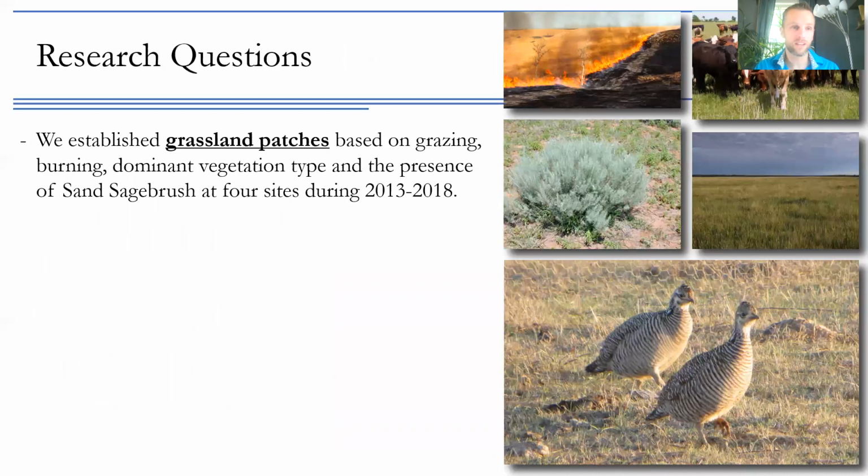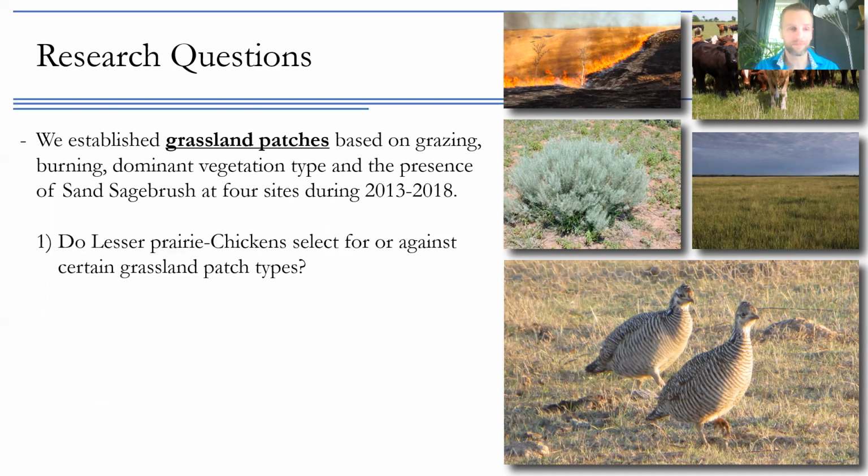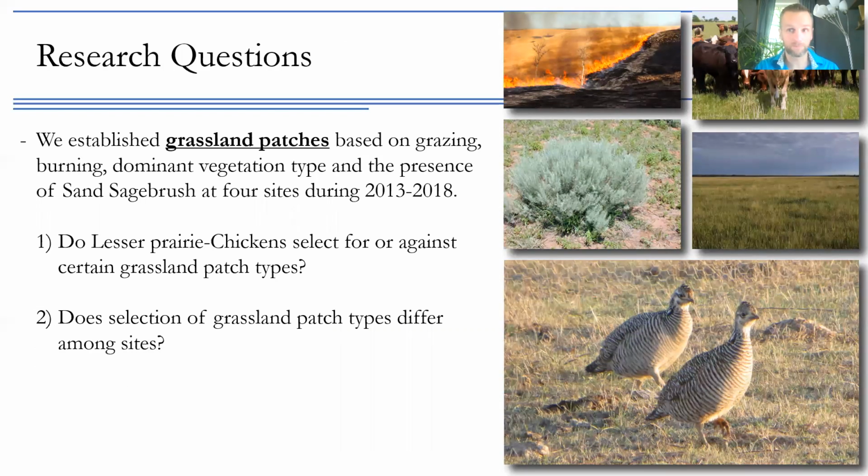So for this project, we established grassland patches, instead of just grassland yes or no, based on grazing, burning, dominant vegetation type, and the presence of sand sagebrush. And this is at 4 sites during 2013 to 2018. And we answered the following questions. Do lesser prairie chickens select for or against certain grassland patch types? And does selection of grassland patch types differ among sites or not?